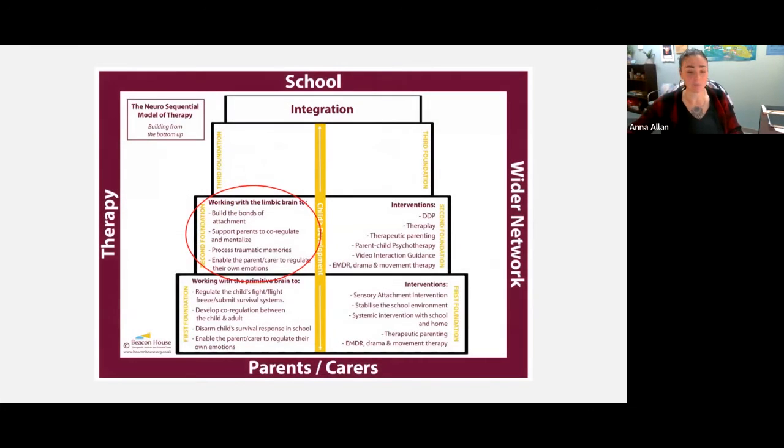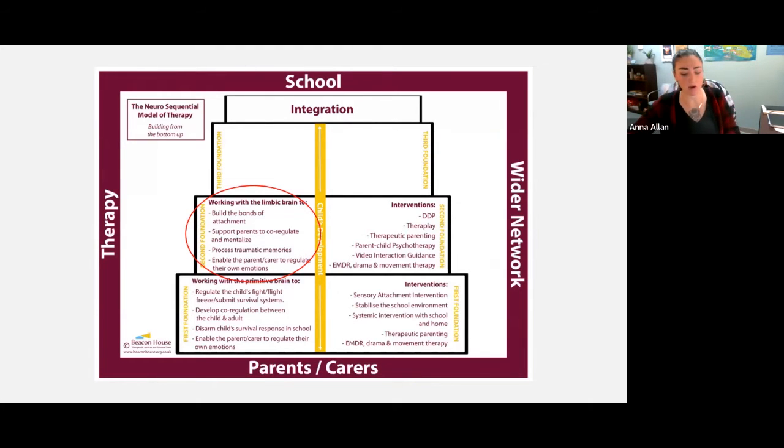So then the question becomes, I'm one ahead, hold on a second. So then looking at that neurosequential model, again, starting from the bottom and working our way up. The last session we were looking at, what can we do to regulate that child's fight, flight, or freeze? So again, that's brainstem. What can we do to help calm the brain? This is outside of that immediate, we're dealing with a behavior. This is proactively, what can we do to calm the brain, right?